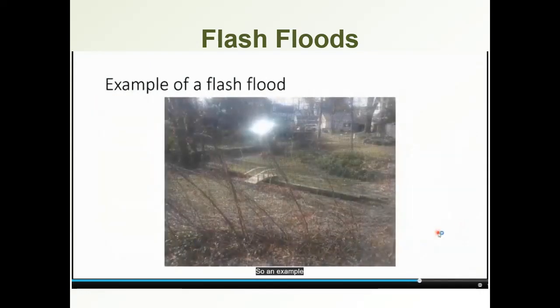So an example of a flash flood on a much smaller scale, much faster scale as well. This is a picture out of one of the side windows of my house. My neighbor has a drainage that goes through his property, and he has a little bridge over it. His bridge had to be rebuilt. This is the rebuilt bridge.